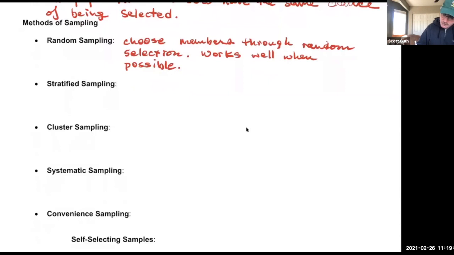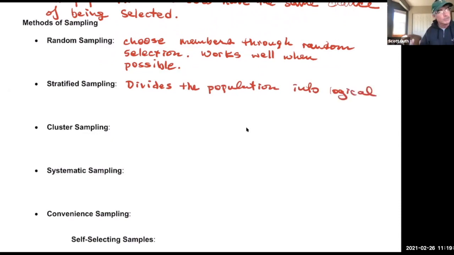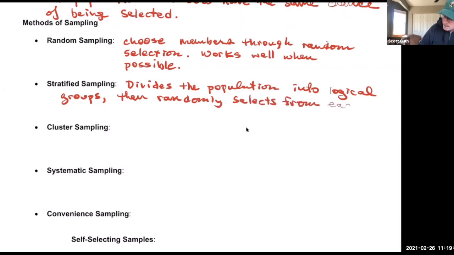Okay, stratified sampling. This is really great. This divides the population into logical groups. You can think about political groups, like political parties, or you can talk about gender, race, ethnicity, all these natural groups, things that we divide ourselves into all the time. And then just make sure you pick people from each group. So, into logical groups, then randomly select members from each group. That sounds like a great idea to me, and most polling organizations use this.